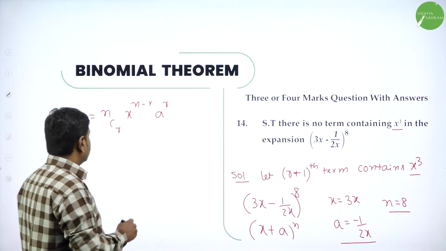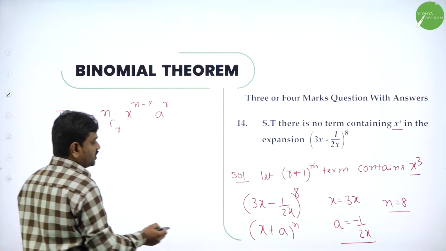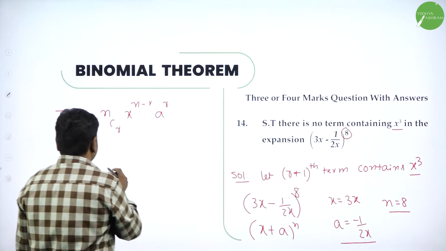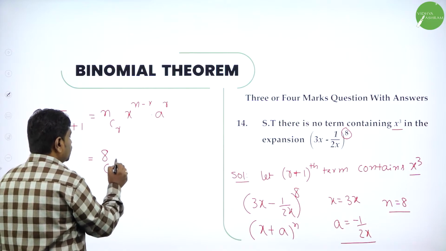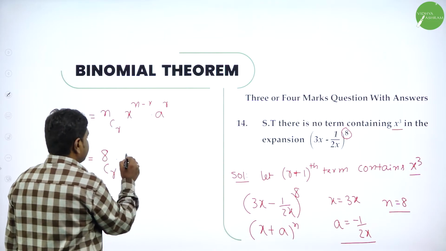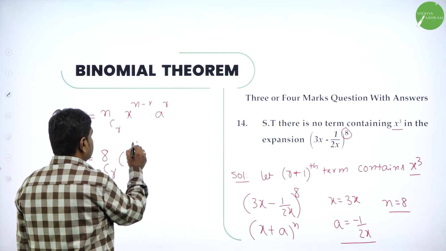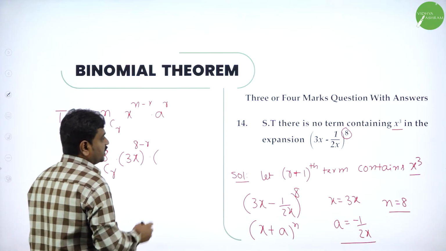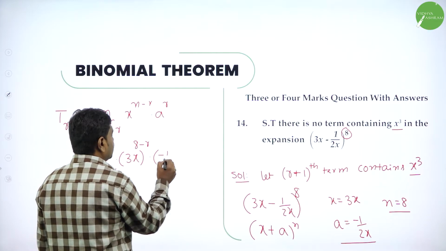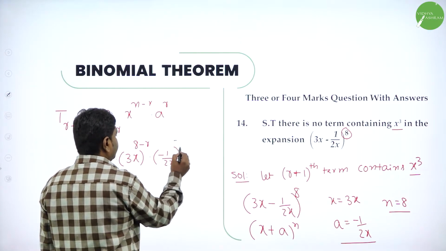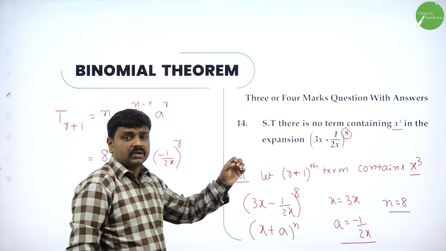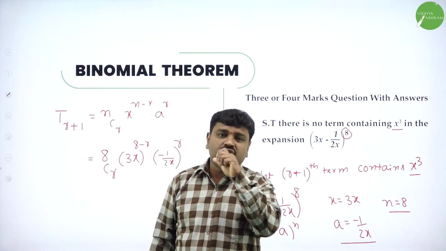Now coming to this, we don't know the value of r, but we know n. What is n? Overall power, that is 8. So 8Cr into x, where x means the first term. What is the first term? 3x, power n minus r, that is 8 minus r, into the second term. What is the second term? Minus 1 by 2x, power r. So first simplify. They want the term with x cube.